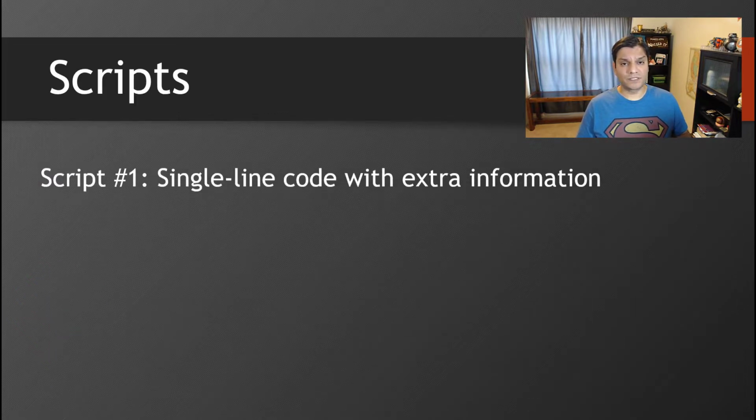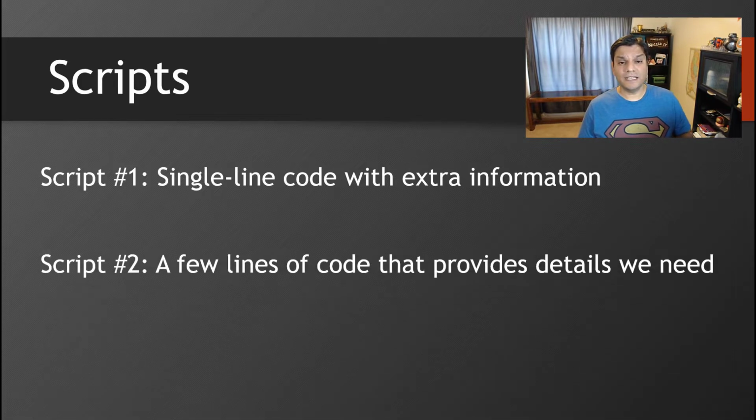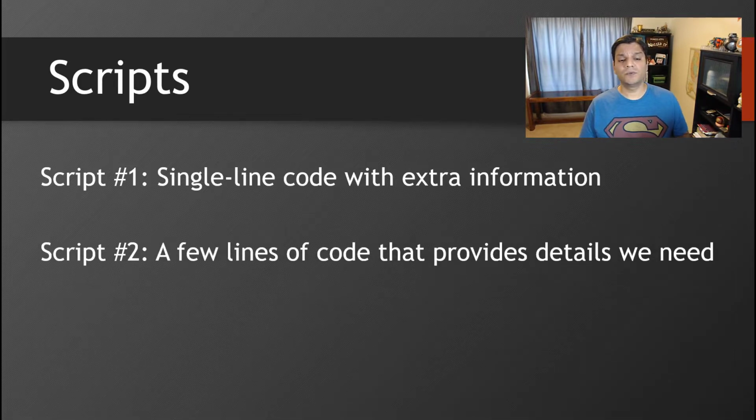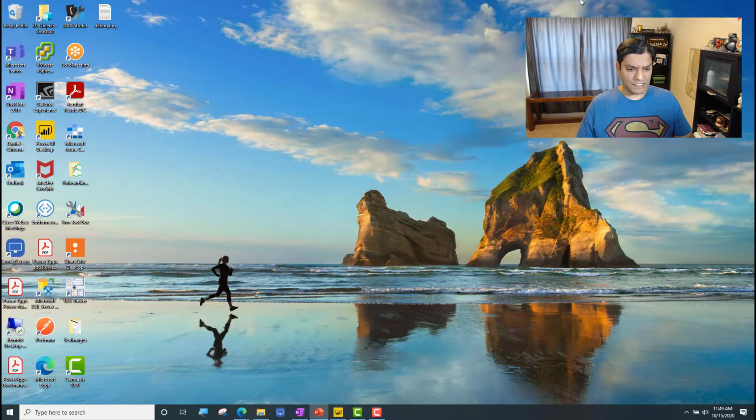Next is the scripts. Now there are two types of scripts. One is a single line of code, but it provides a little extra information that you may not actually need. However, the second script is a few extra lines, but it provides all the details that you need. So I'm going to show you both of them. All right, so now that you have a good understanding of what I'm going to do, let's jump into that. First things first is the tools.